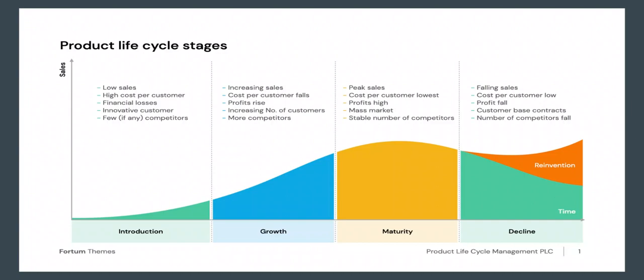Then we see maturity, when it peaks and then starts to decline. At the peak, the cost per customer is the lowest and the profits are high. There's a big market and a good amount of competitors, and they're very stable in the market. And then we see the decline phase, which is the green. Sales are falling, the cost per customer is really low, profits fall, the customer base starts to get smaller, and the number of competitors falls also.